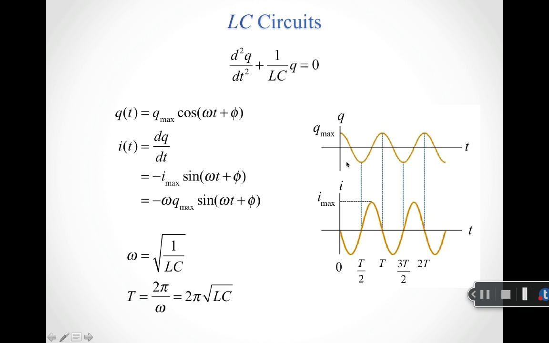So you can see that to go all the way through the period, I've got to go from fully charged plates, to fully charged with opposite polarity, and back to fully charged with the same polarity I started with. That gets me through one period. And so the same thing's true of the current. I'm going to start with 0 current. I'll end up with 0 current again when I'm halfway through the period and my plates are fully charged again. I'll end up with 0 current again as my period finishes and the plates are fully charged again.